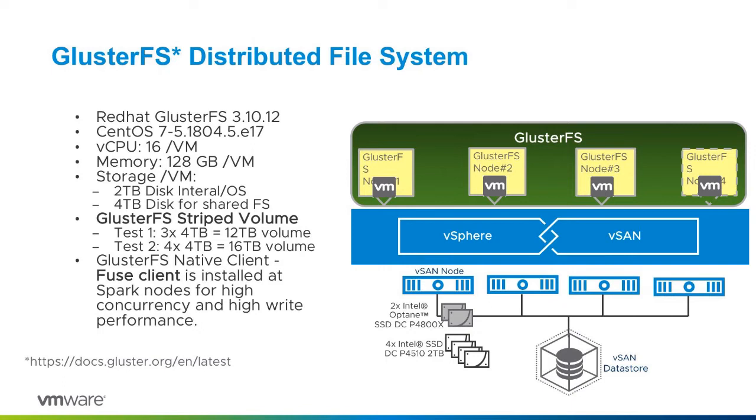And if you know Gluster, Gluster has its own native client protocol for client access to the Gluster file system, which is called the native client FUSE for Gluster nodes. So we have distributed this FUSE client on all Spark virtual machines in order to have the native protocol with the Gluster file system that ensures high performance.